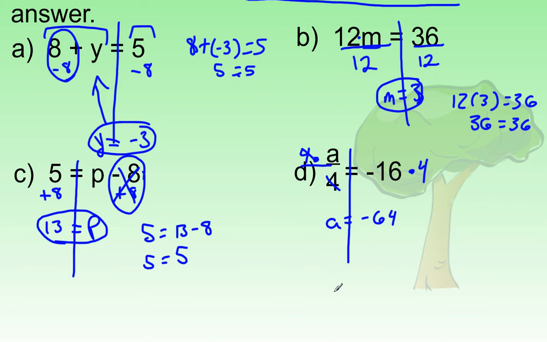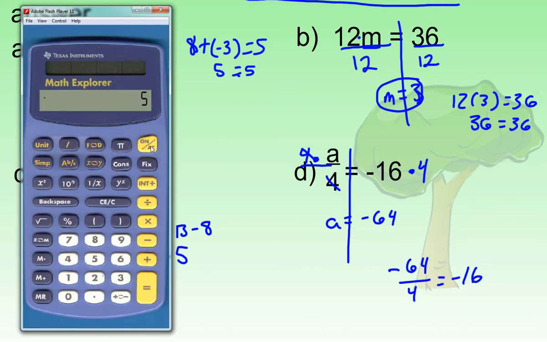And let's check our work. If we take negative 64 divided by 4, hopefully we get negative 16. Well, let's have the calculator help us. Negative 64 divided by 4 equals negative 16. So that worked out.